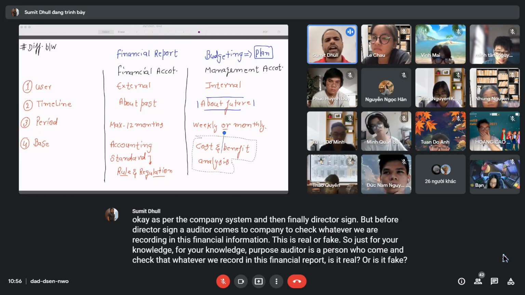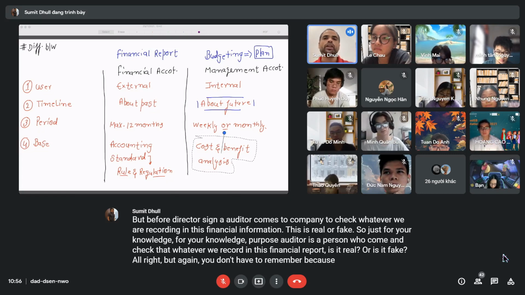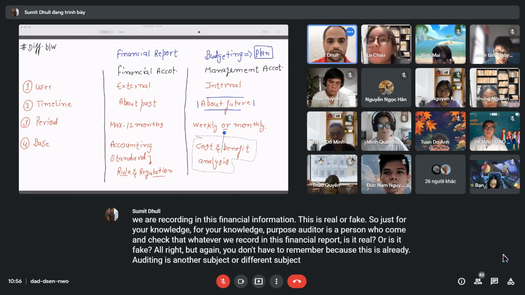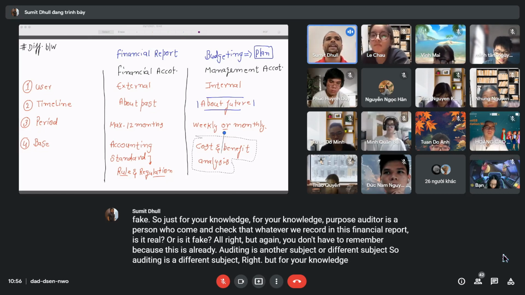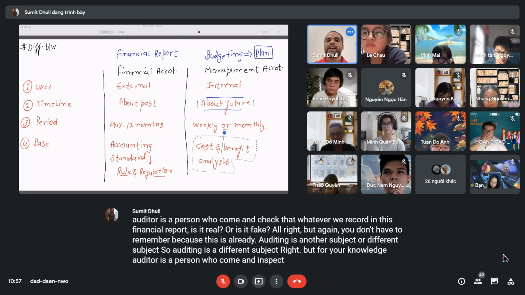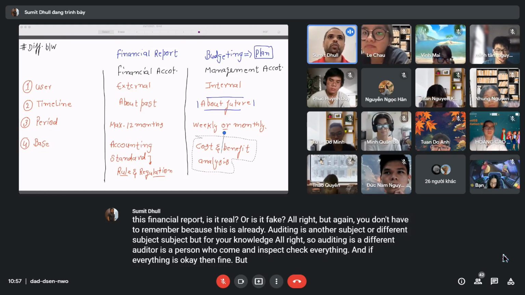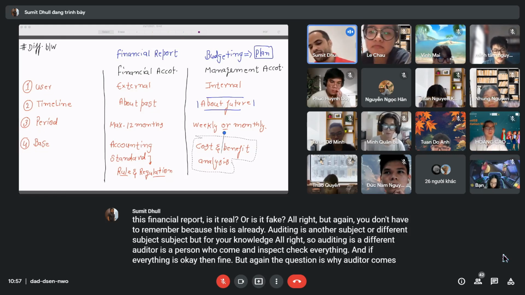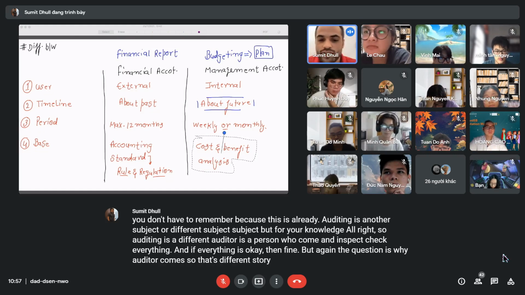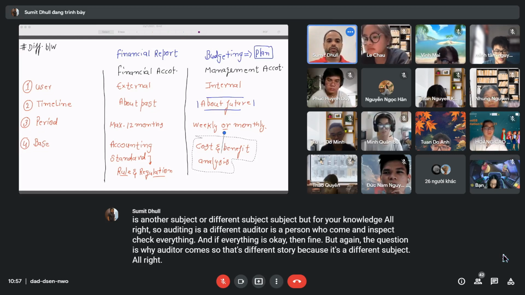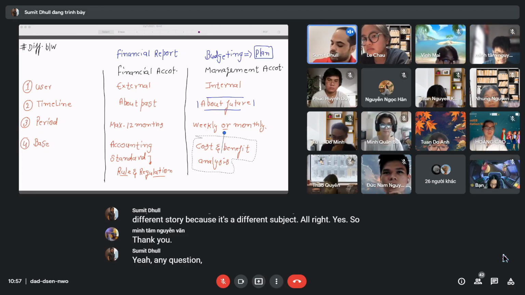So just for your knowledge purpose, an auditor is a person who comes and checks whatever we record in this financial report, is it real or is it fake? All right, but again, you don't have to remember this because auditing is a different subject. But for your knowledge, an auditor is a person who comes and inspects, checks everything. And if everything is okay, then fine. But again, the question is why the auditor comes. So that's a different story because it's a different subject. All right. Yes. So thank you. Any other question?